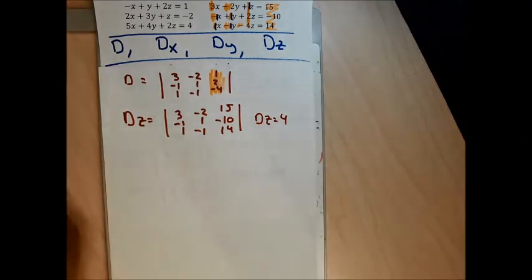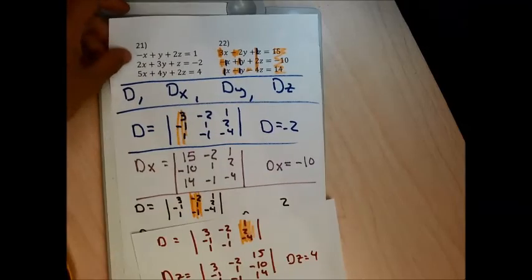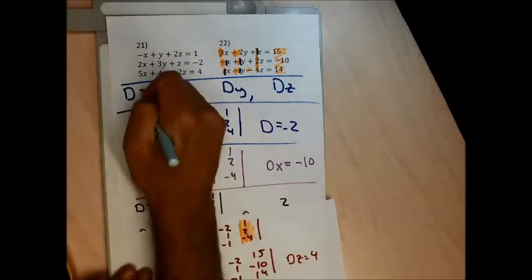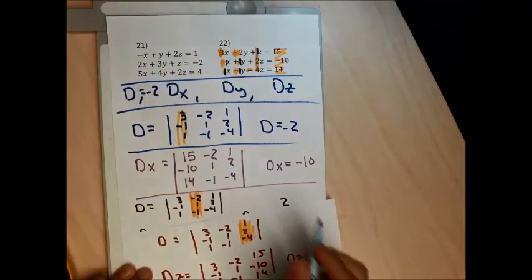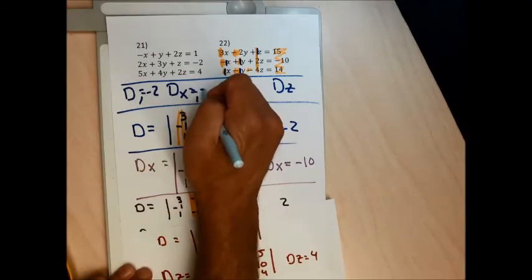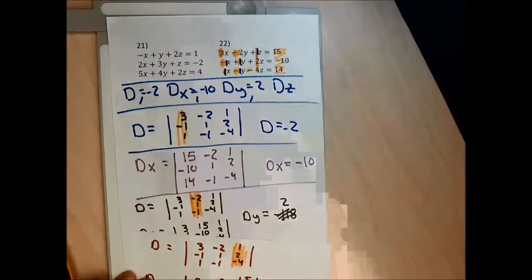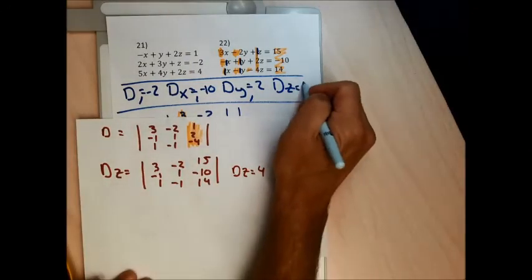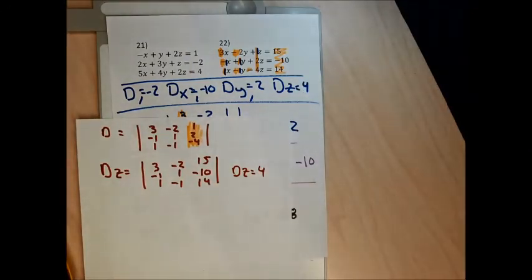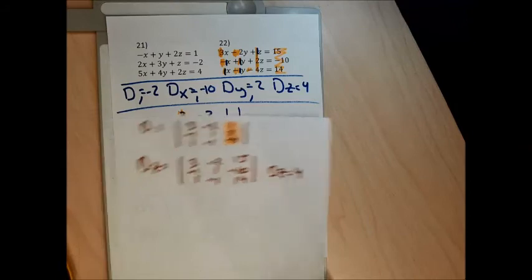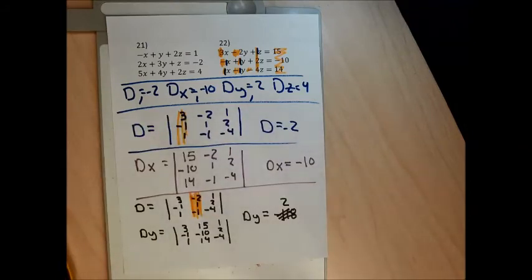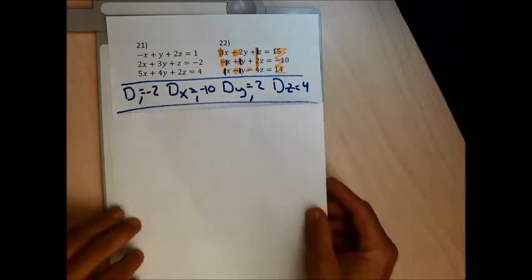So the numbers that I've computed so far, I have d equal to negative 2, d sub x equal to negative 10, d sub y equal to 2, and d sub z equal to 4. Easy enough now, just divide to get each letter. So for each letter now, I'm going to divide.